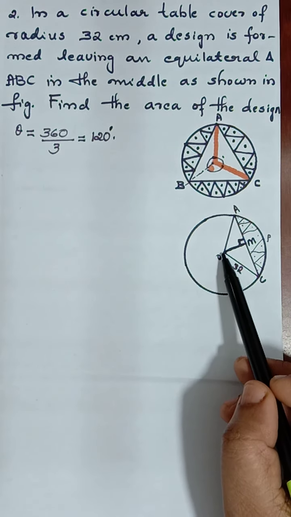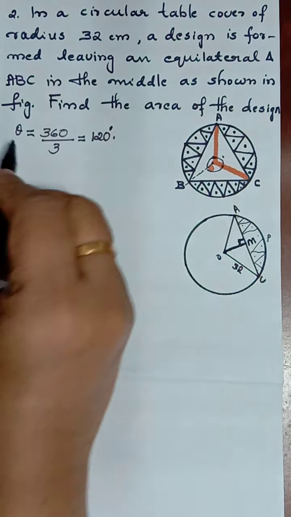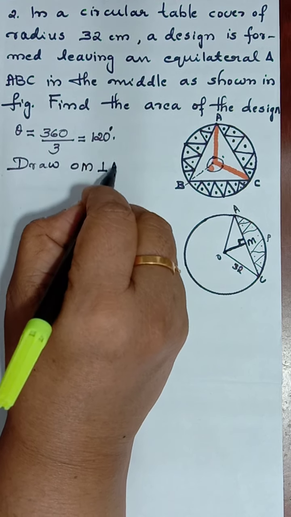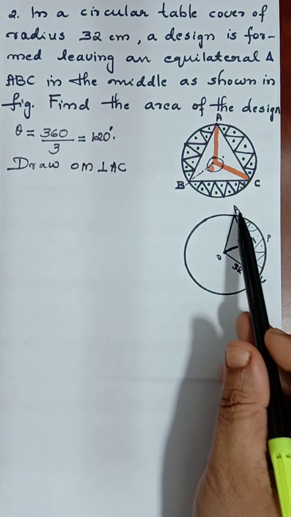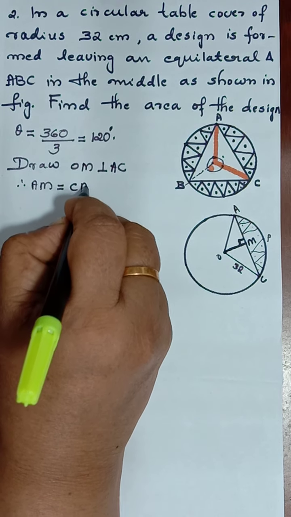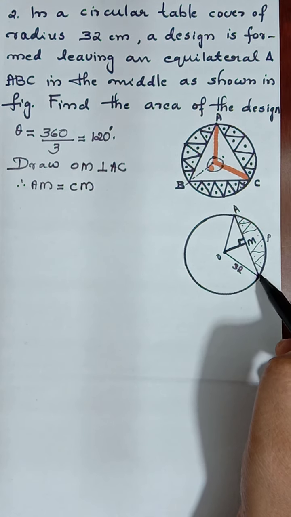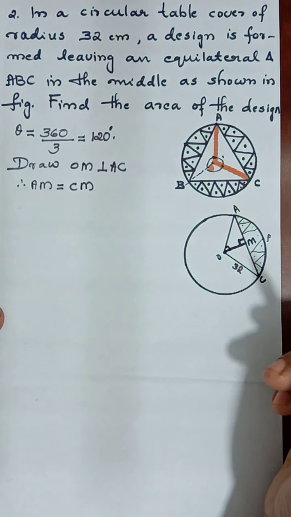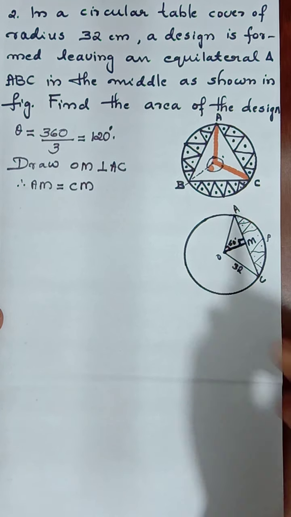Okay, so here I have drawn a perpendicular from the center to the chord. So my construction is, we have to draw OM perpendicular to AC. So it's a perpendicular drawn from the center to a chord. Therefore, it bisects the chord. Therefore, AM will be equal to CM. These two portions, AM will be equal to CM. So if both are equal, it divides the angle also equally. So here I can say that if this is 120, this angle will be 60. This is 90 and this will be 30.